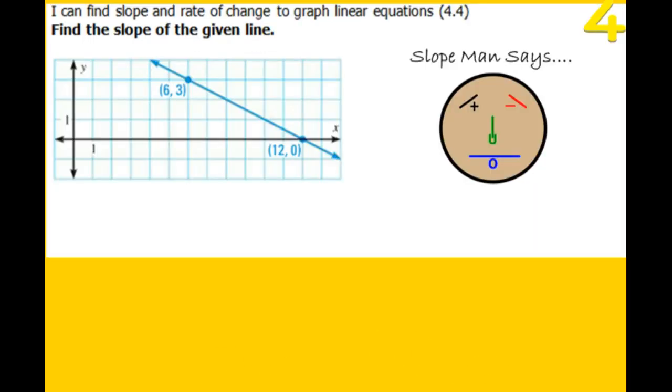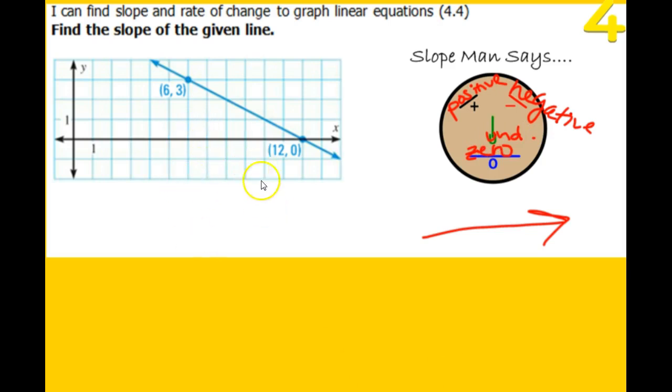Then we learned how to find slope. It says I can find slope and rate of change to graph linear equations. So this is our slope man. Remember, we read slope like we read a book from left to right. So from left to right, this is positive. From left to right, this is negative. From left to right, this is 0. And this one vertically, up and down, this is undefined. You can shorten it to UND.